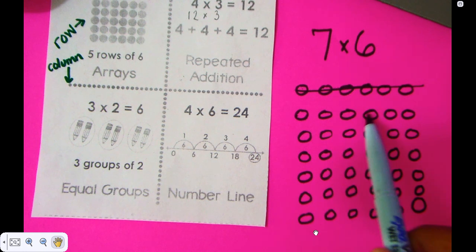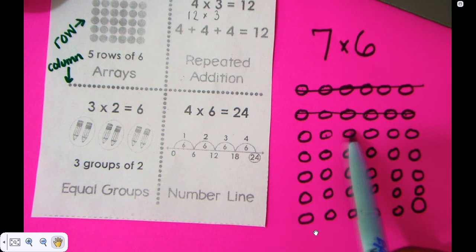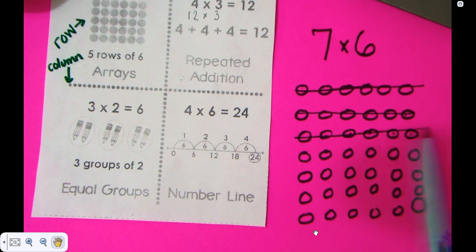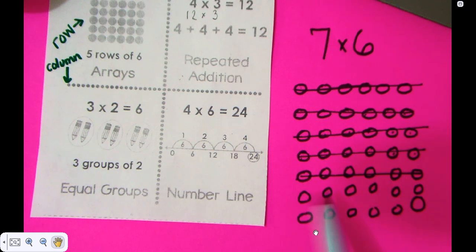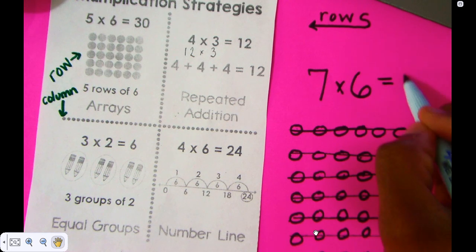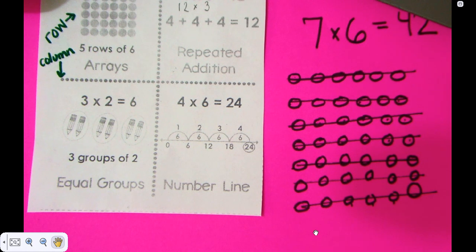6, 7, 8, 9, 10, 11, 12, 13, 14, 15, 16, 17, 18, 19, 20, 21, 22, 23, 24, 25, 26, 27, 28, 29, 30, 31, 32, 33, 34, 35, 36, 37, 38, 39, 40, 41, 42. So the product, which is the answer, would be 42. Now you can see how that might take me a while if I'm having to count all those circles. Let's try a double digit by a single digit number.